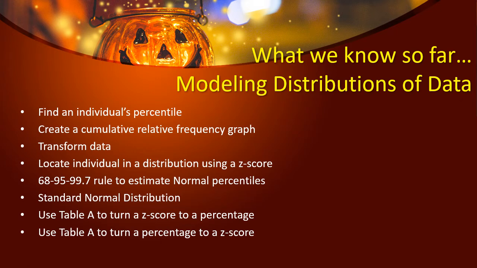Then we learned about standard normal distribution. So basically, we learned about the fact that I can have a distribution of z-scores, and then my mean is 0, and my standard deviation is 1 when it's standard normal, aka z-scores. We learned how to use table A to turn a z-score into a percentage, and we did that with tech as well. And we also learned how to use table A to turn a percentage into a z-score, and we learned that with tech as well.